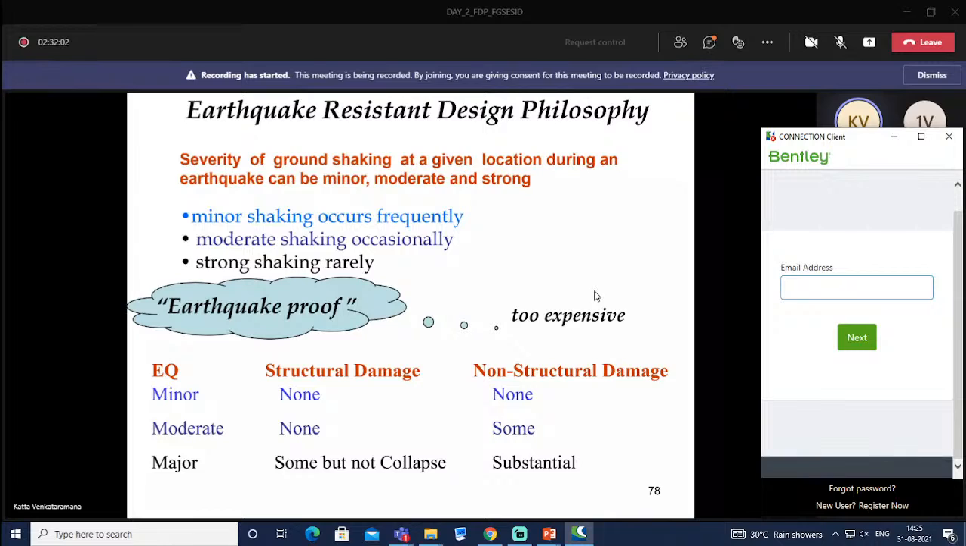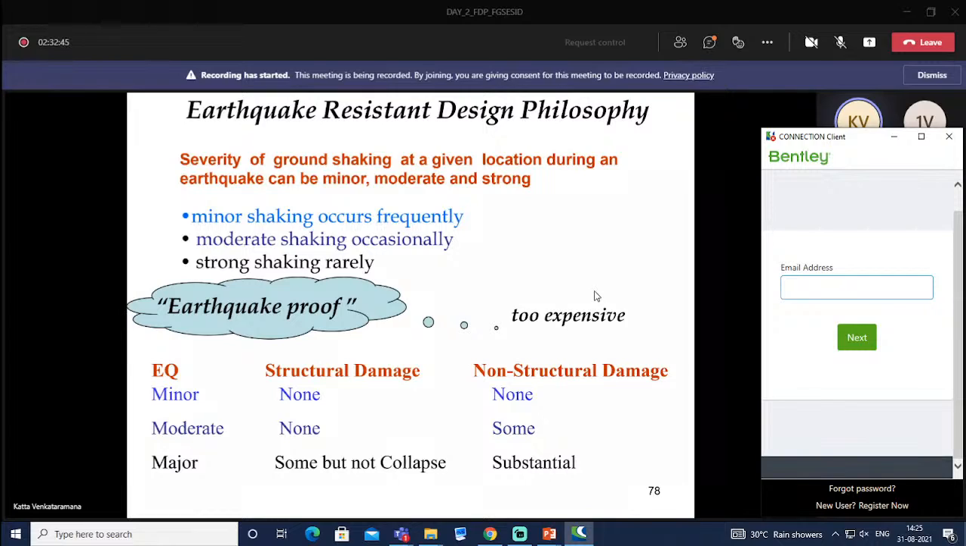Maybe in other lectures also you have been introduced to the earthquake resistant design philosophy. Severity of ground shaking at a given location during an earthquake can be minor, moderate, and strong. Minor shaking occurs frequently, moderate shaking occasionally, and strong shaking rarely. Making a structure earthquake proof, to withstand an earthquake which may occur once in 100 years or once in 1,000 years, is too expensive and not practical.